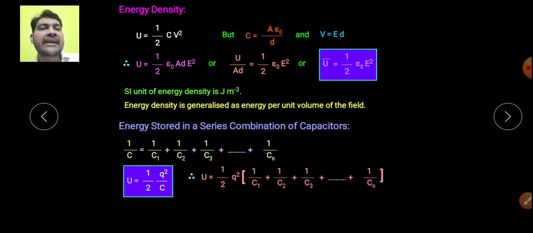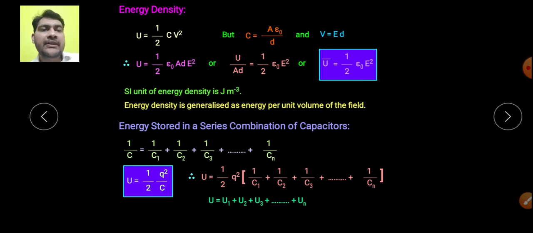into 1 by C1 plus 1 by C2 plus 1 by C3 and so on. If we multiply this Q square by 2 with each term inside the bracket, we obtain Q square by 2C1, Q square by 2C2, Q square by 2C3, Q square by 2C4 and so on. And it is U1 plus U2 plus U3. Actually, Q square by 2C1 is the energy stored on the first capacitor, Q square by 2C2 on the second capacitor, Q square by 2C3 on the third capacitor and so on.